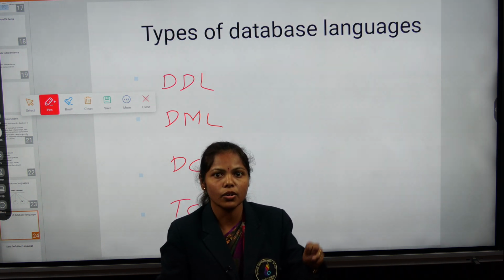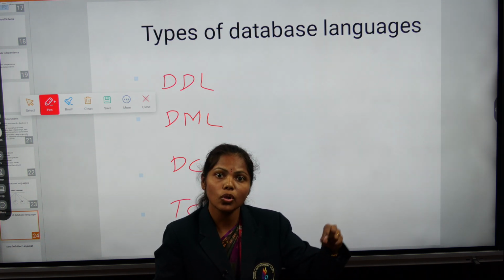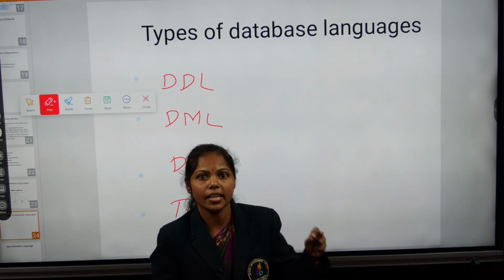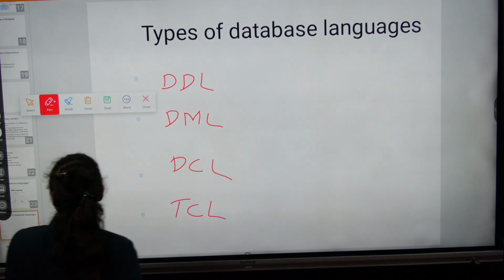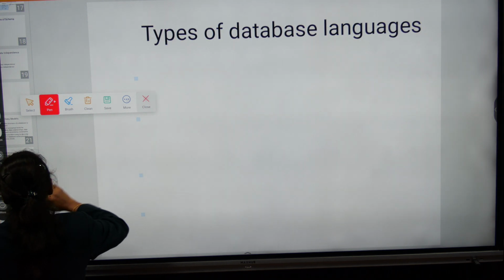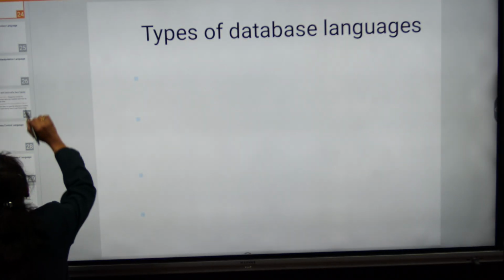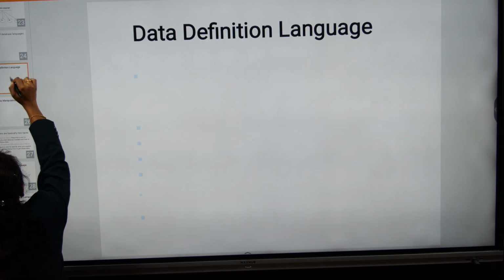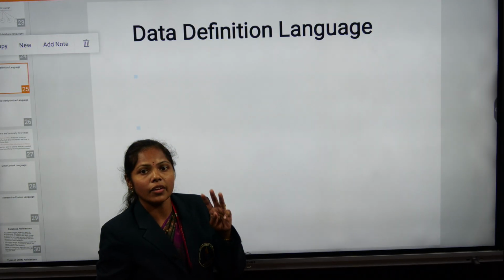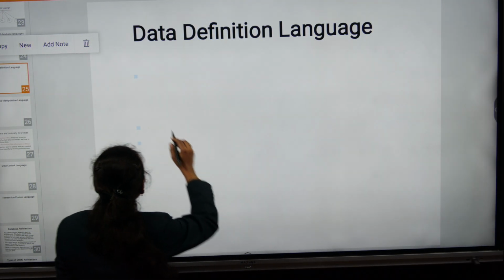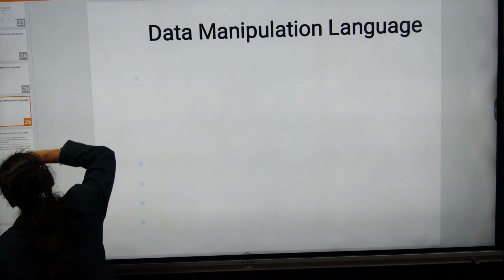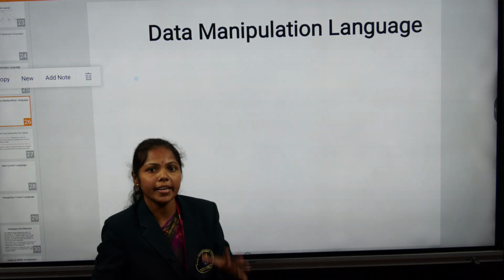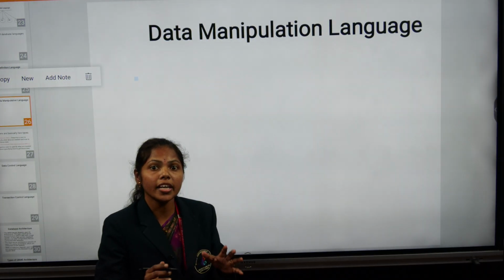So transaction control language is used to control the overall operations which are executed under one single database, that is the TCL. Each and every language contains some different commands. Here, data definition language contains 4 types of commands: create, alter, drop and truncate. So create is used to create the database.